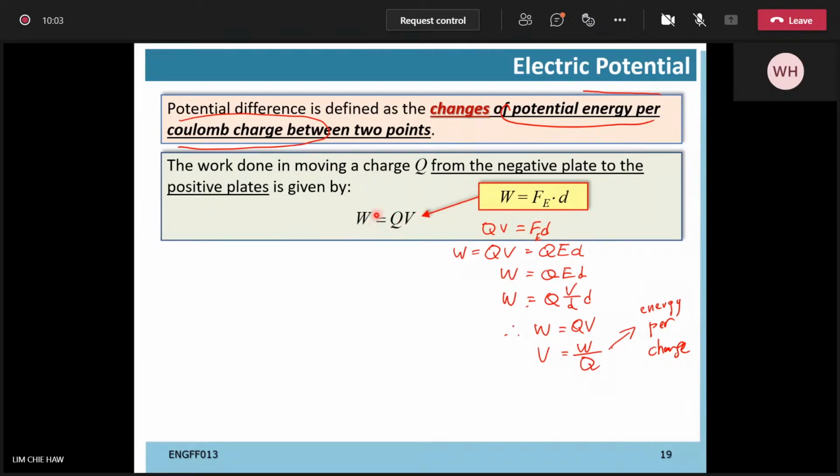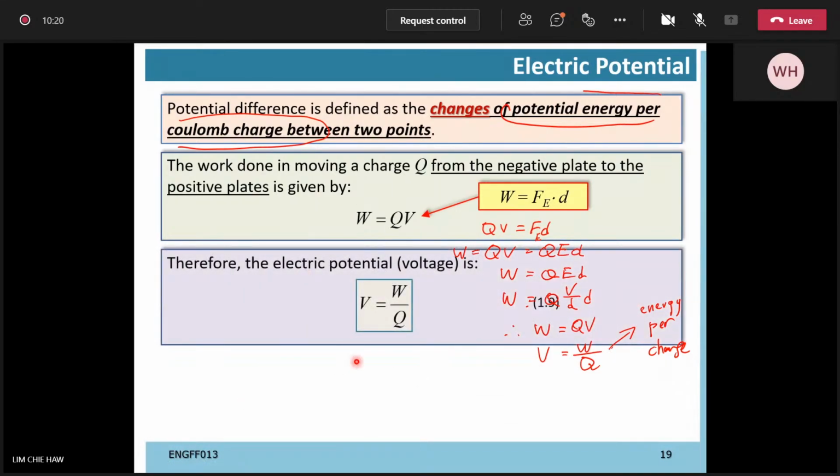The W here is the work done, and the V here is the electric potential. You don't need to derive this actually. You just try the questions several times and you can eventually remember this equation. All right, so this is how we get this.